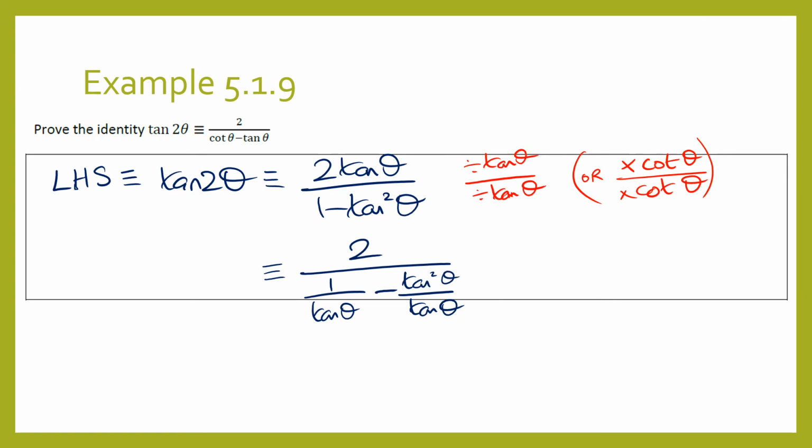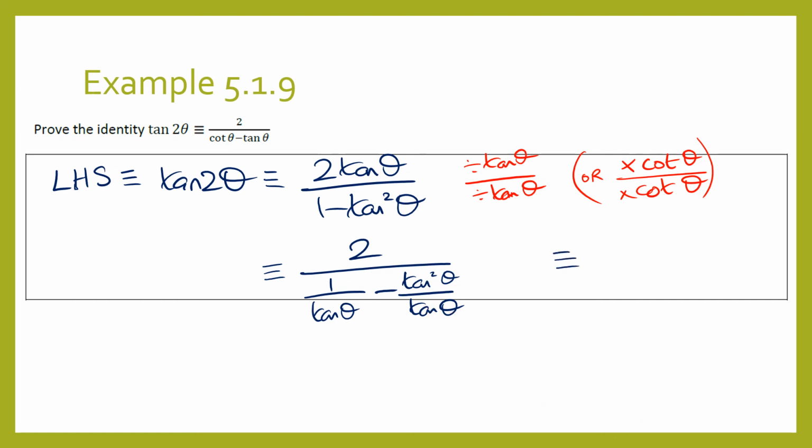Okay, so I've done that now, divided the top and the bottom. There's only one term in the numerator, that's tan 2 theta, but there are two terms in the denominator. One is a term and tan squared theta is the other term. They both need divided by tan theta. So this is what we've got.